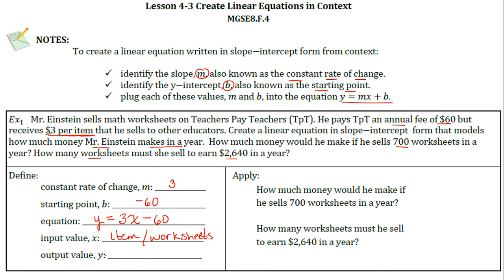Y is usually a total of something, of whatever your word problem is talking about. And we were writing this to see how much money he makes. So y is going to be the total earnings.